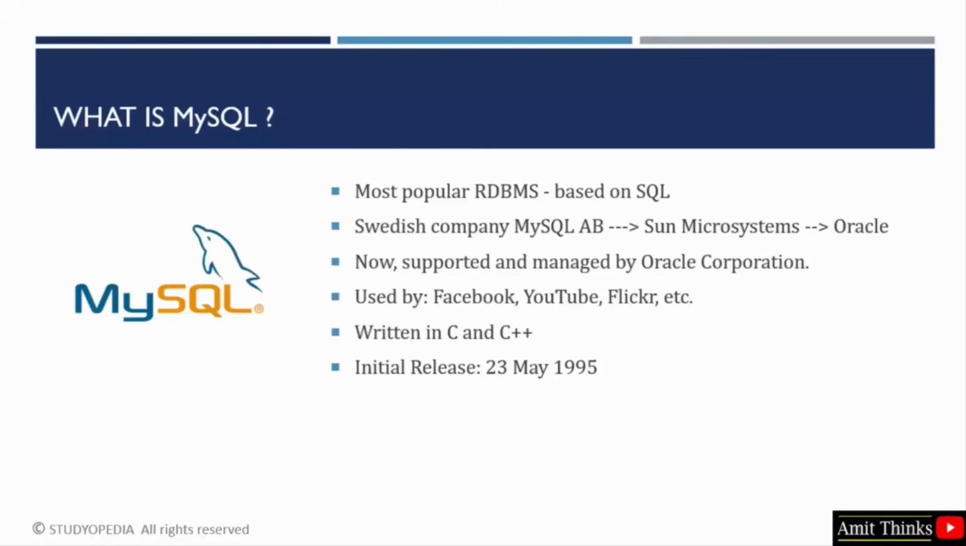It was created by MySQL AB, which was a Swedish company. After that, MySQL AB was acquired by Sun Microsystems, and later on, Oracle acquired Sun Microsystems. So right now, MySQL is owned by Oracle. It is being used by many great IT giants, you can say, like Facebook, YouTube, Flickr, and many others. MySQL is written in C and C++. Initially, it was released by MySQL AB, as I told you, in the year 1995 with the version 1.0.